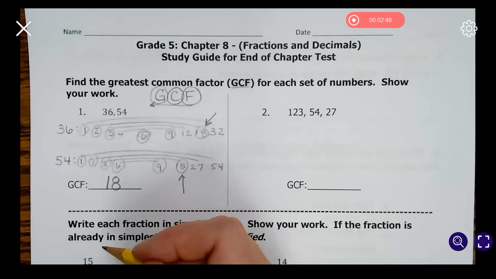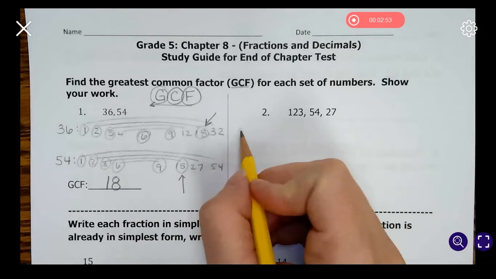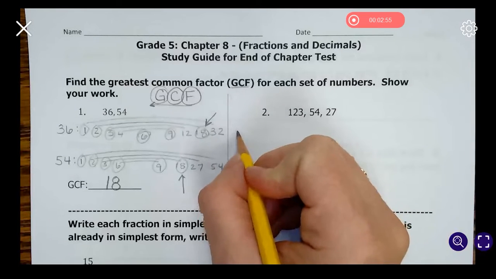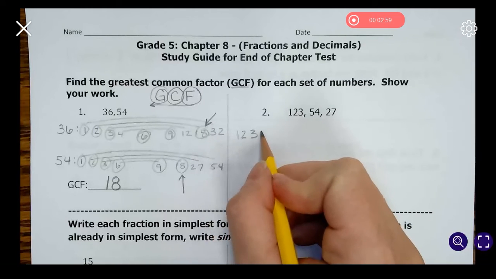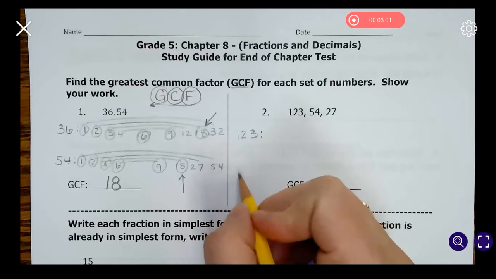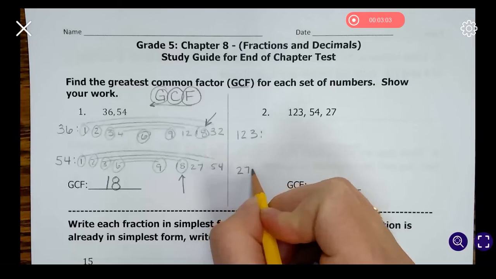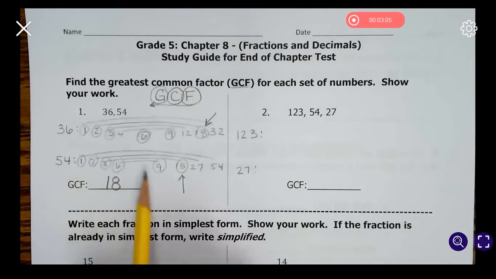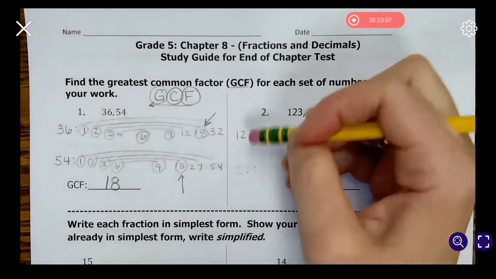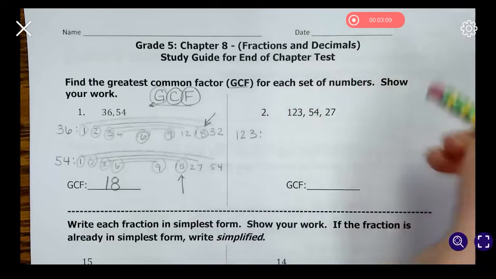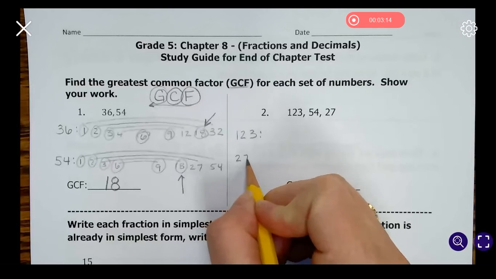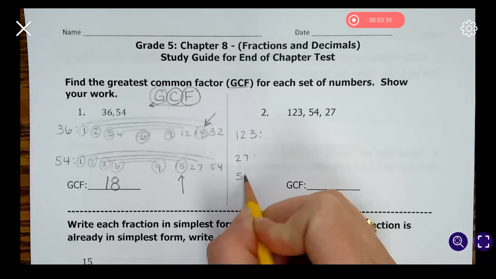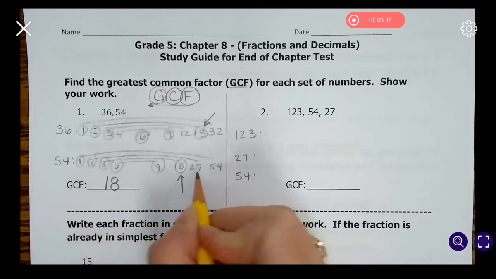All right, next we have number 3 of them. We have 123, we have 54 again, and we have 27. Now, because we wrote 54 over here, well, actually, you know what? I should write it again, just because I'm going to be circling different numbers, okay? We have 27, and we have 54.